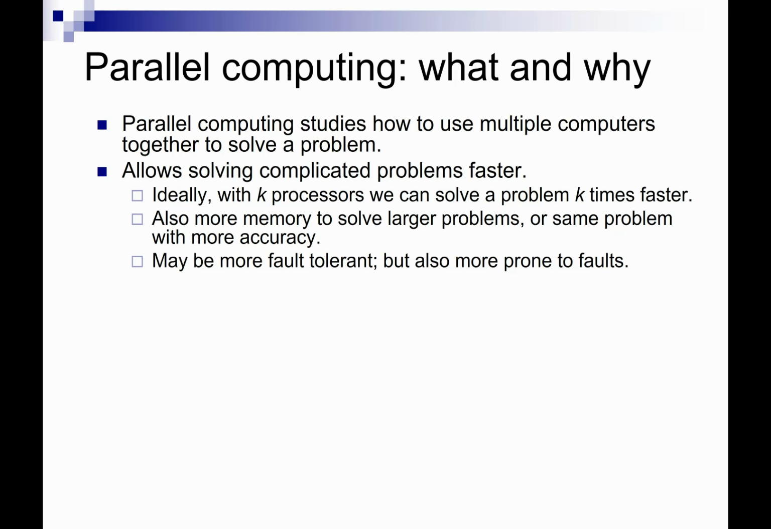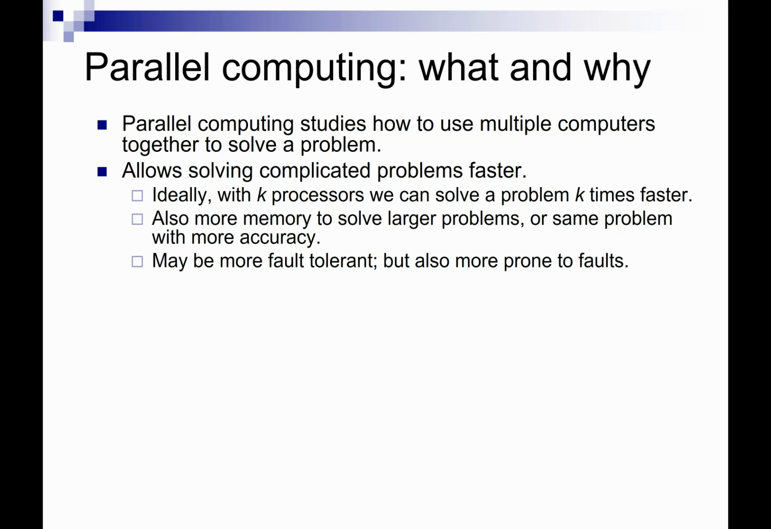A third reason you might want to use parallel computing is that it could be more fault tolerant. If you're running a program and you only have one processor, then if that processor fails, your program won't finish. But if you're using multiple processors, for example 1,000 processors, then even if one processor fails, you can still continue with the rest of your computation. So you get this fault tolerance.